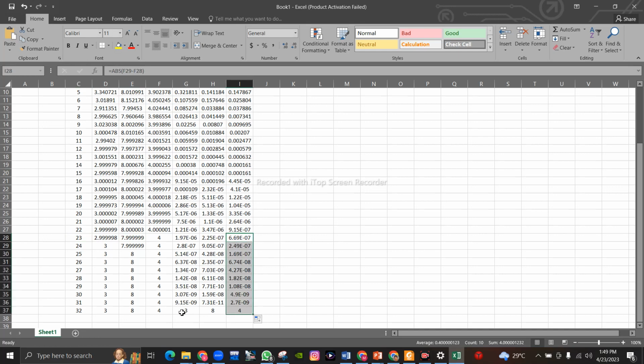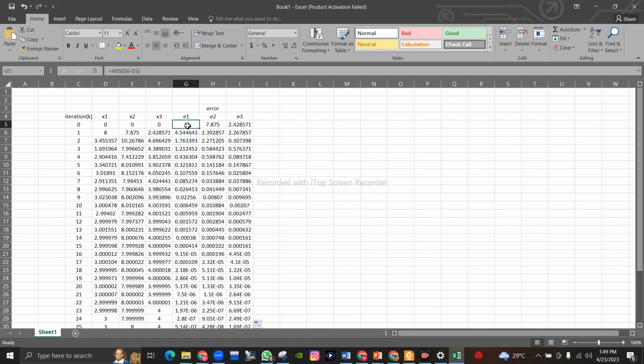I don't know why this one is giving us this. What's the formula for this? D38 minus D37. It should be that. Oh, there's no value in D38. That's why this one is giving us this error. So let's change the formula to the absolute value of what is here minus what is here, so that we don't have something like that.